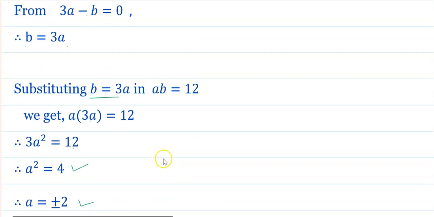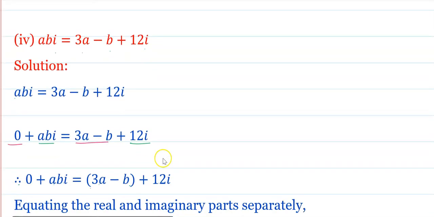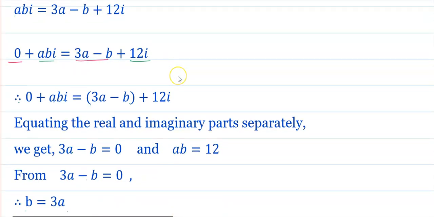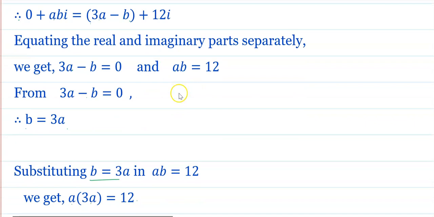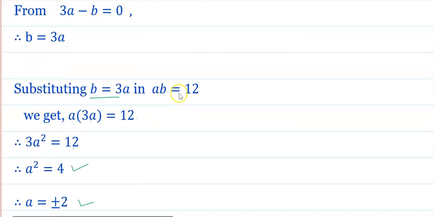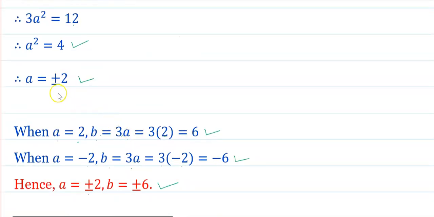And in this way. Okay. You can see it again. Equating real and imaginary part. Okay. Next. And solve this. Substitute the value of b. You are getting the values of a is plus or minus 2. b is equals to 3a. Once you take plus 2, next time you take minus 2. These are the values of a and b. Okay. Now the next problem.